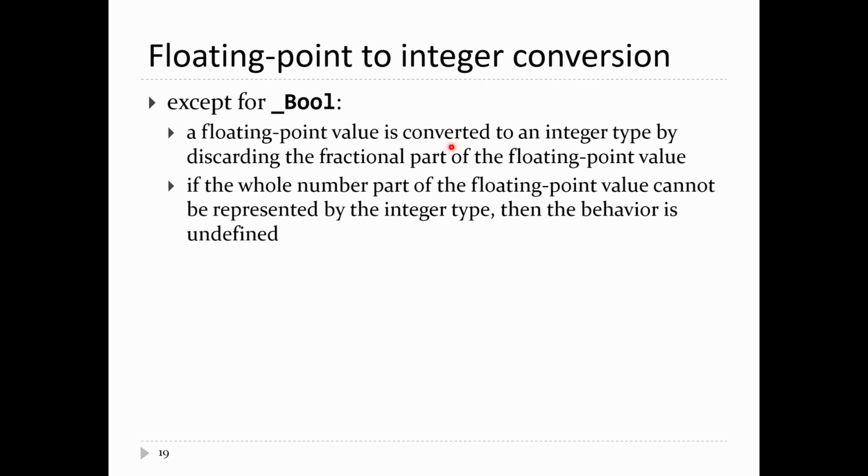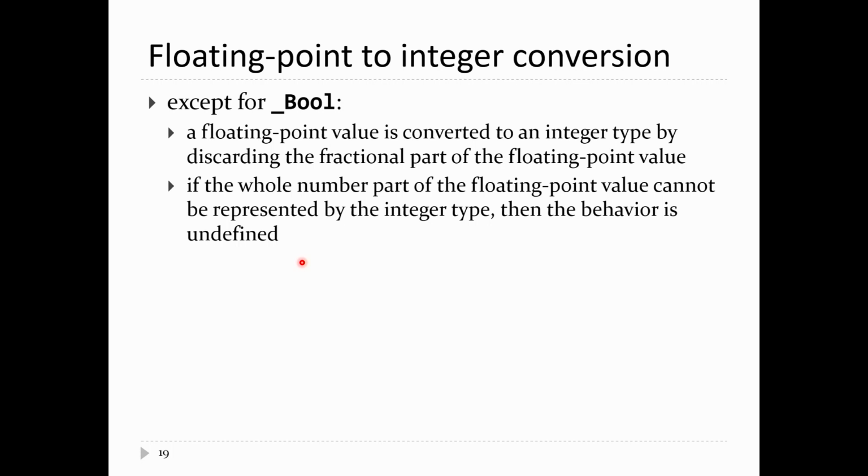If you convert a floating point to some integer type that's not bool, what happens is you take everything to the right of the decimal point and throw it away. So you truncate all of the digits after the decimal point, and you're left with the whole number part. Now, if the whole number part doesn't fit into the integer type, then C says the behavior is undefined. In other words, it depends on what the compiler implementer has decided to do in this case.